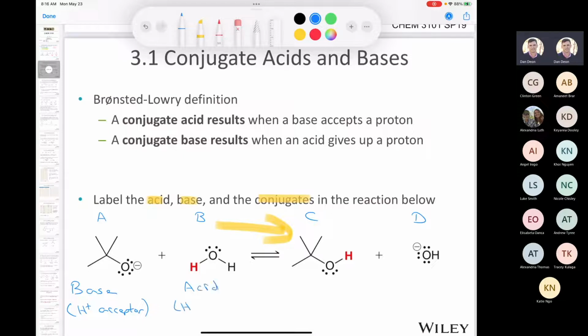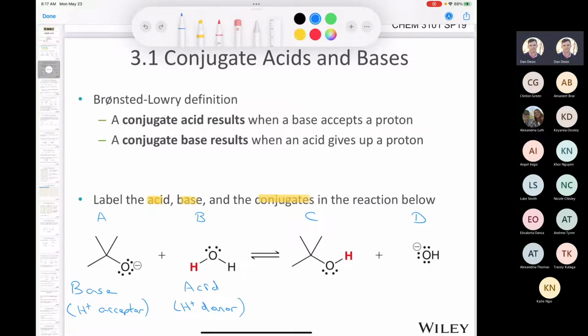And why do we know that? Because it is the H plus donor. It's losing this proton that's highlighted in red. Now, if we look at C and D, we'll just start with C. Could anybody tell me, would C be the conjugate acid or the conjugate base? Yeah, definitely, it's the conjugate acid.